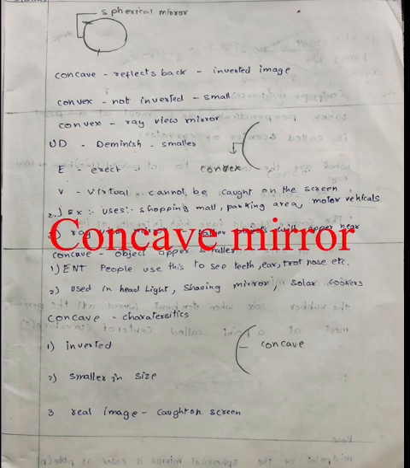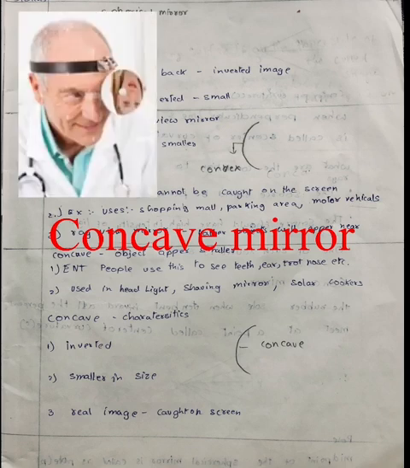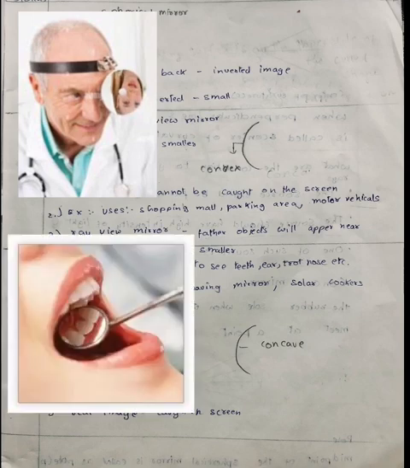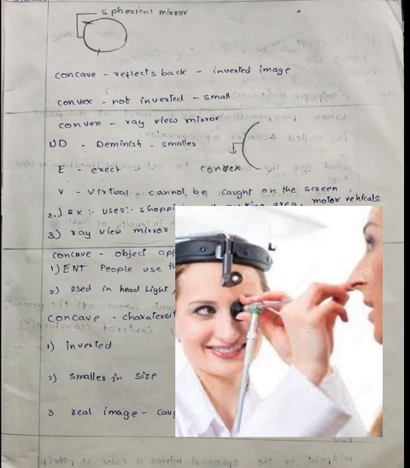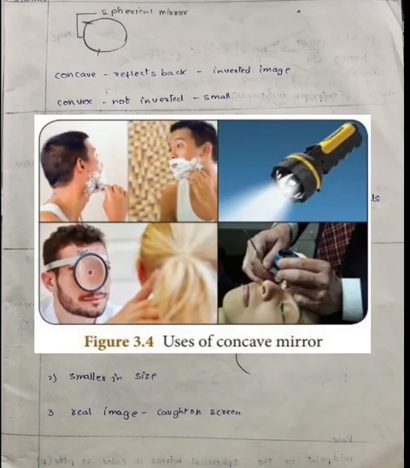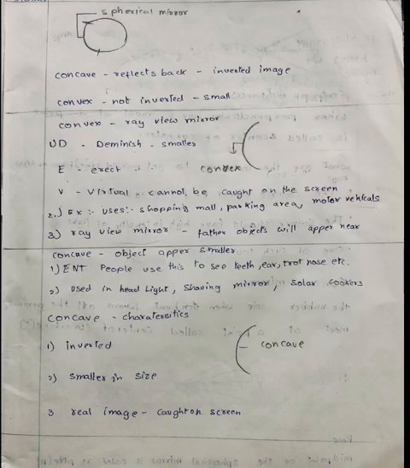Now we will move on to the concave mirror. In a concave mirror, the objects will appear smaller than their actual size. This is used by ENT doctors to see the teeth, your ears, your nose, etc. The concave mirror is used in headlights, shaving mirrors, and solar cookers also. Characteristics of a concave mirror are: the image formed will be inverted, it will be smaller than the size of the object, and it will be a real image. The meaning of real image is that the image formed can be caught on a screen.